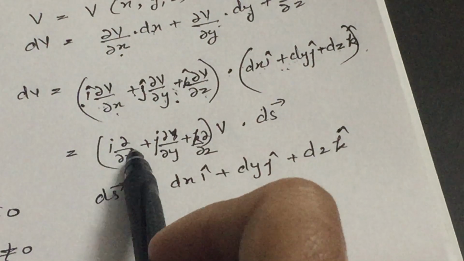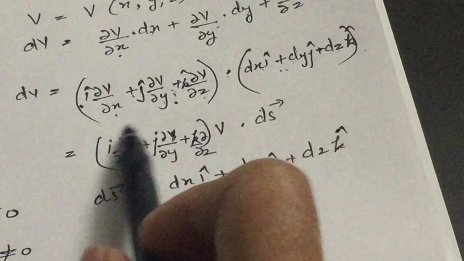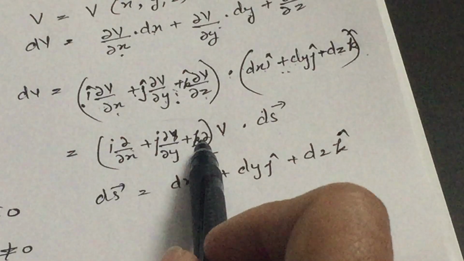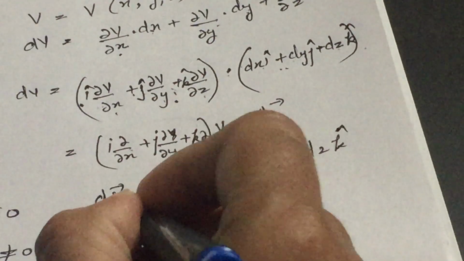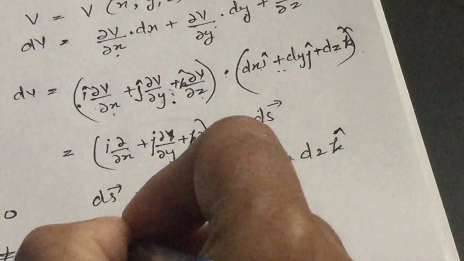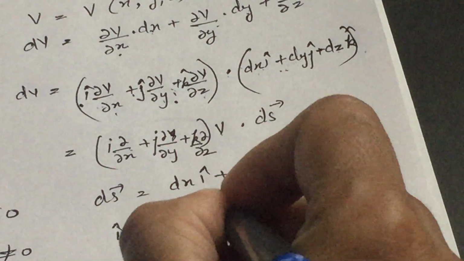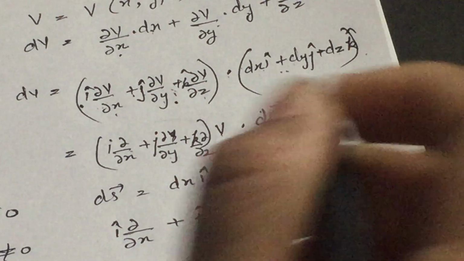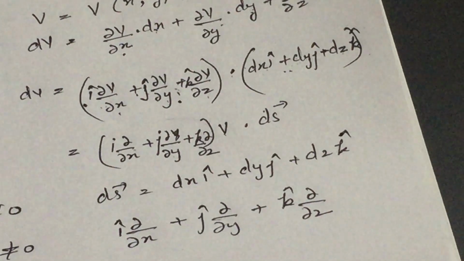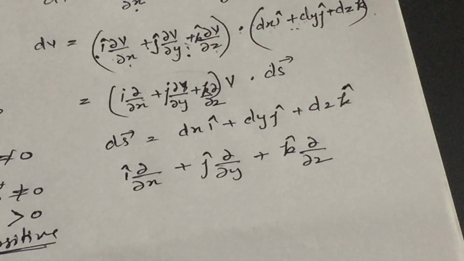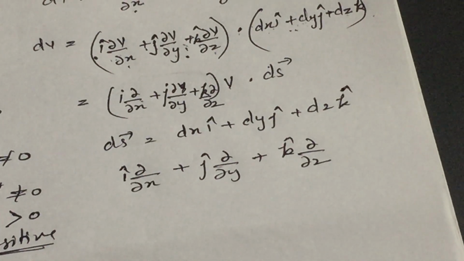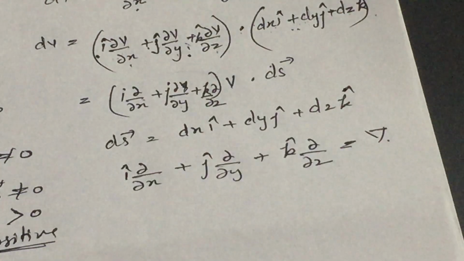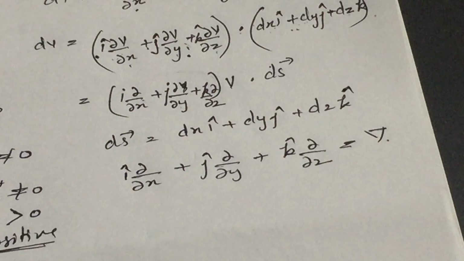Now if we take this term individually without V, it is meaningless. Let us consider i cap change with respect to x, j cap change with respect to y, and k cap change with respect to z. This is nothing, it is an operator like addition, multiplication, and division. This operator is known as the del operator, and it is symbolized like this.